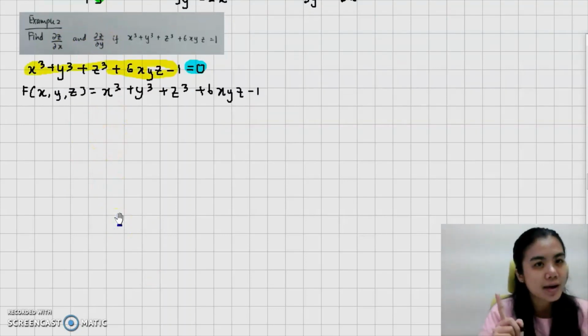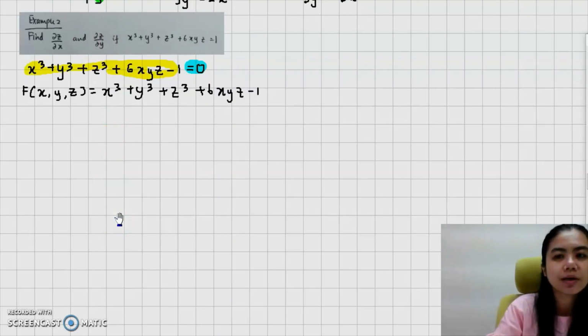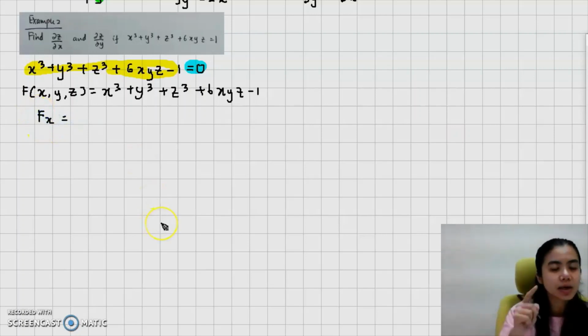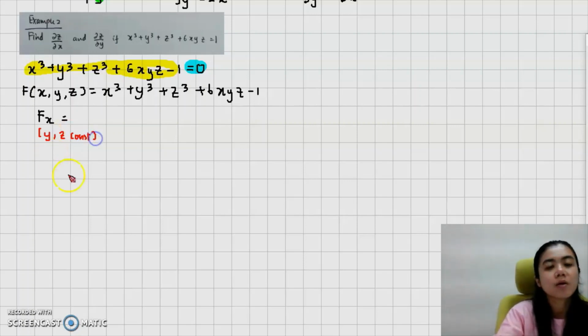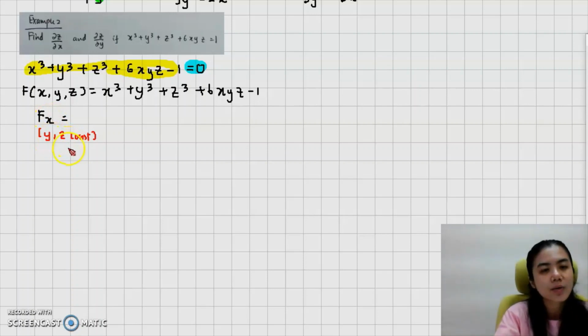No matter what, the first thing that you have to find is fx, fy, and fz, right? For fx, we're going to treat y and z as constant. Now you have 3 variables, remember? So when you have 3 variables, you have to consider all of them together. When you differentiate with respect to x, the y and z will be constant. So let's just differentiate now.